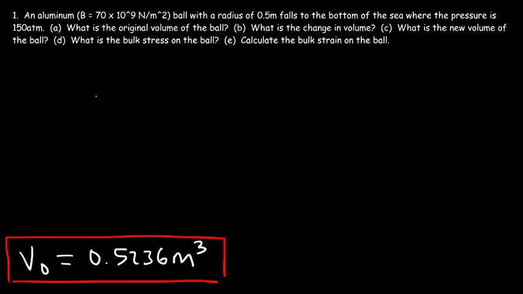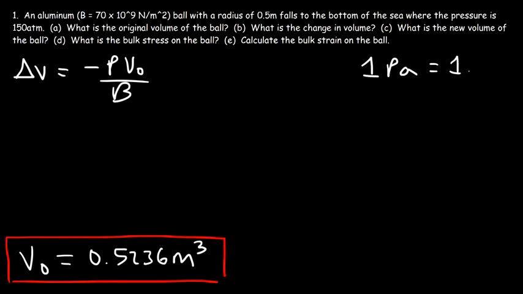So the equation that we need is this equation. Delta V is equal to negative P V initial divided by B. However, we need the pressure to be in pascals, which is newtons per square meter. Right now the pressure is in ATM, so we have to change that.